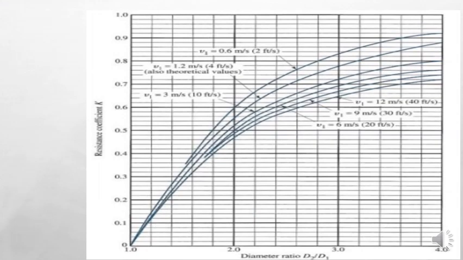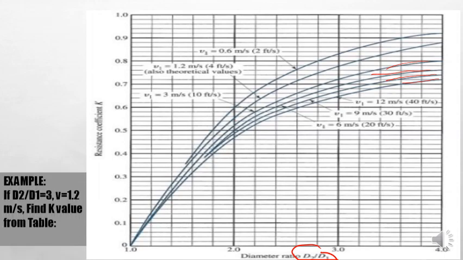In the case that the value given in the question is not available in the table, you can use this chart. Same concept: you still need the ratio between D2 divided by D1, and you need to know what your V1 is. There are many lines here, which represent different values of V. For example, the outer one here is 12 and the upper one here is the line for 0.6.